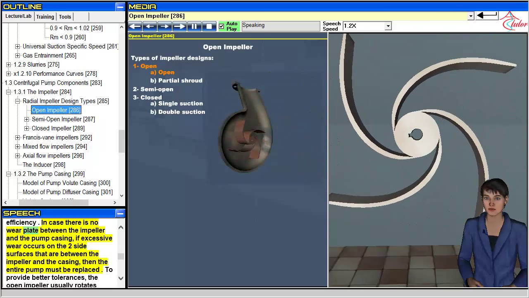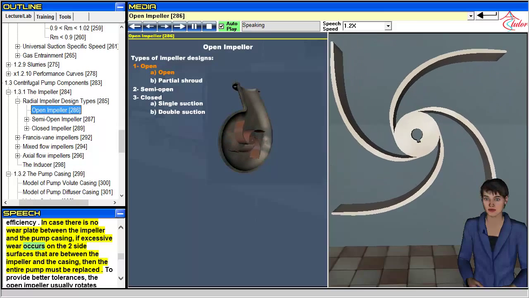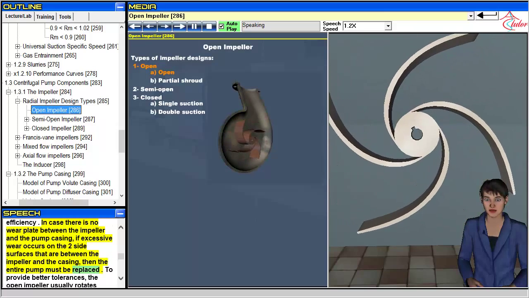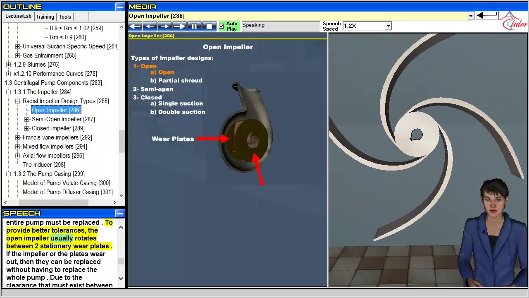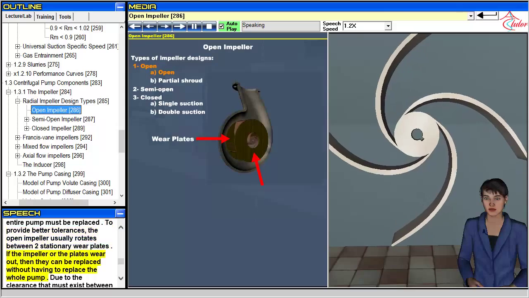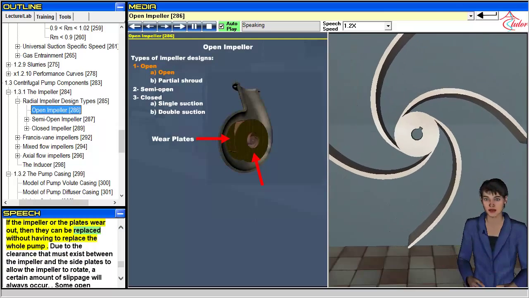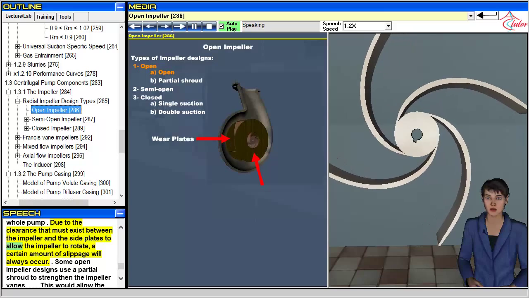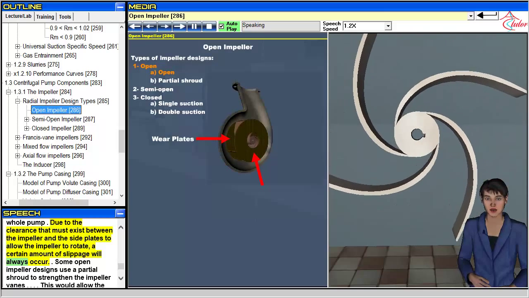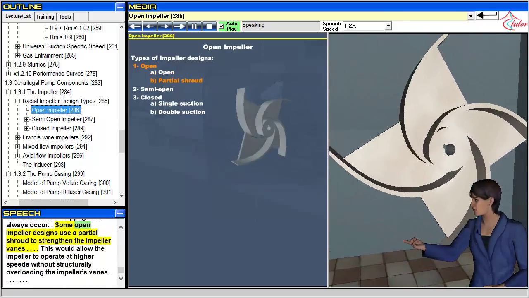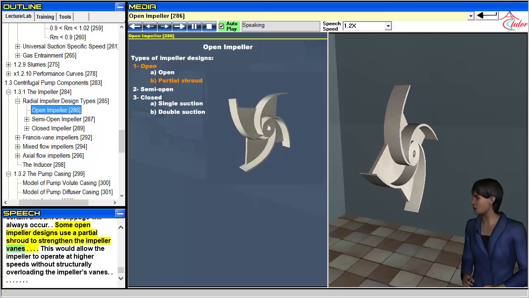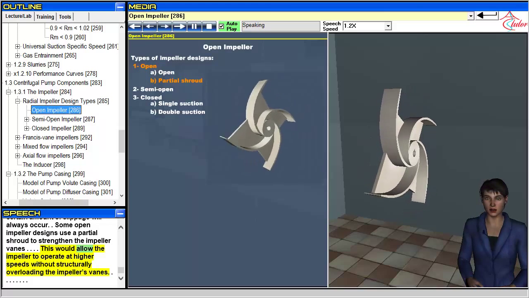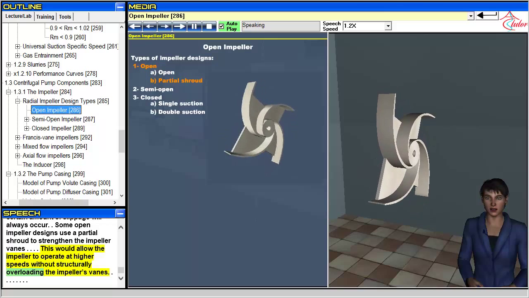In case there is no wear plate between the impeller and the pump casing, if excessive wear occurs on the two side surfaces that are between the impeller and the casing, then the entire pump must be replaced. To provide better tolerances, the open impeller usually rotates between two stationary wear plates. If the impeller or the plates wear out, then they can be replaced without having to replace the whole pump. Due to the clearance that must exist between the impeller and the side plates to allow the impeller to rotate, a certain amount of slippage will always occur. Some open impeller designs use a partial shroud to strengthen the impeller vanes. This would allow the impeller to operate at higher speeds without structurally overloading the impeller's vanes.